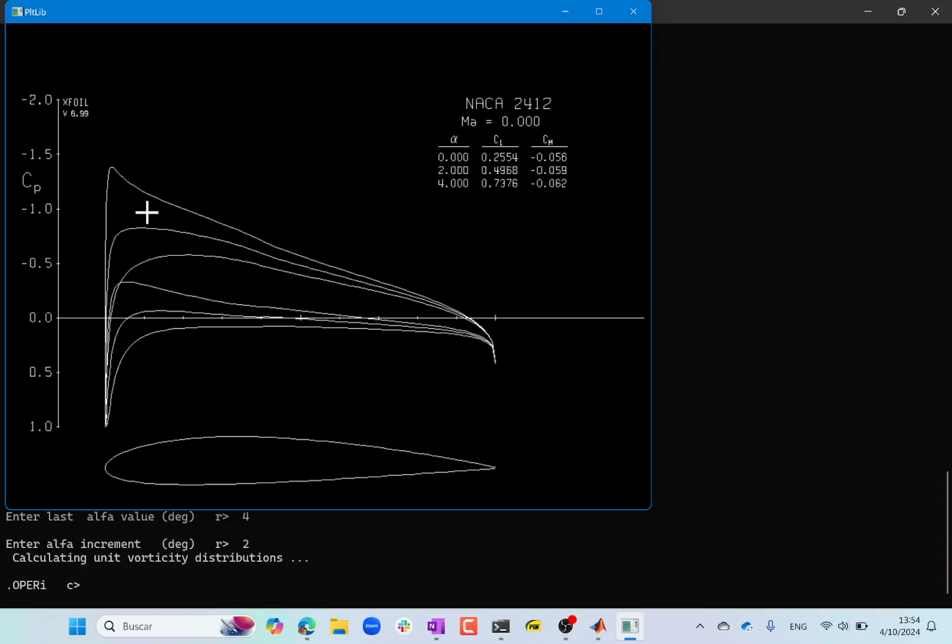the graph. Can I say this? Yeah, this is very close, right? So yeah, the Cp graph means the following. 1 means a stagnation point.